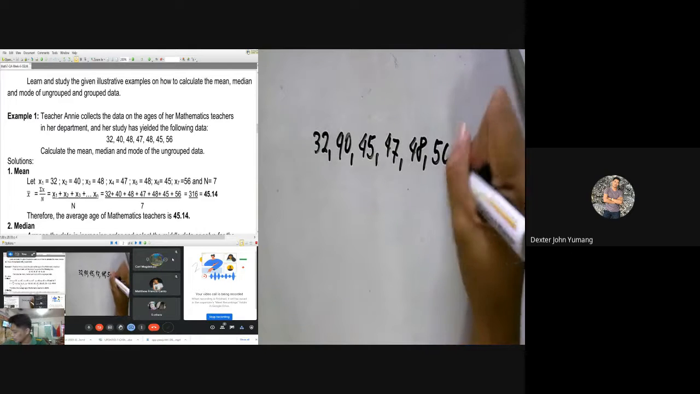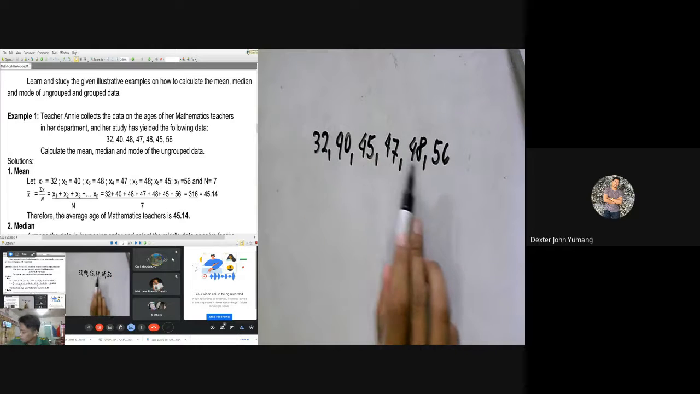56. Okay. So you have to make sure, tingnan natin ha, bilangin natin, 56. 1, 2, 3, 4, 5, and 6. Ilan po yung data sa example number 1? Pakibilang ulit. 7. So 6 lang po yung ginawa natin. Kulang. Ano yung kulang? Isang 48. Yes, nakita nyo rin.